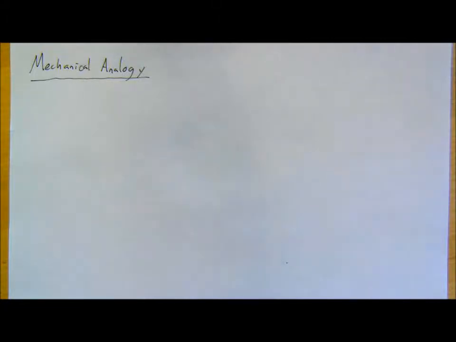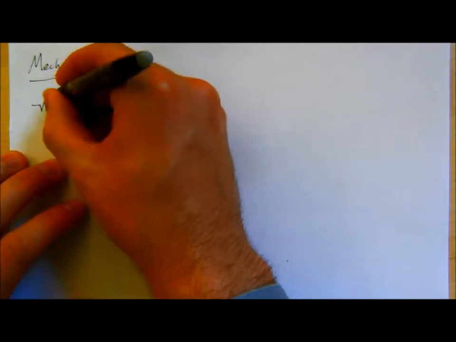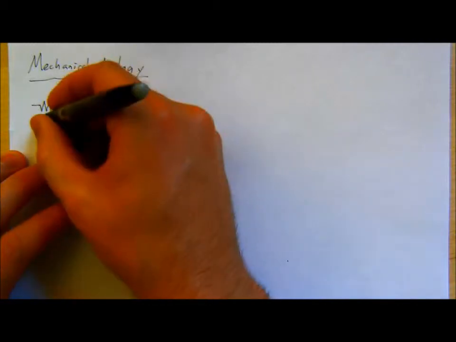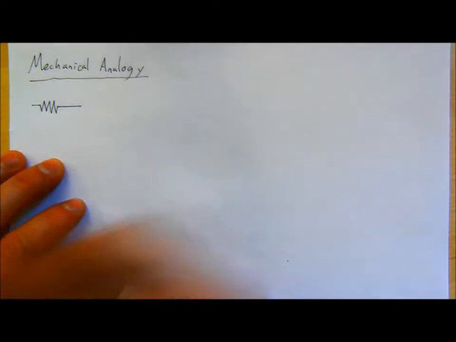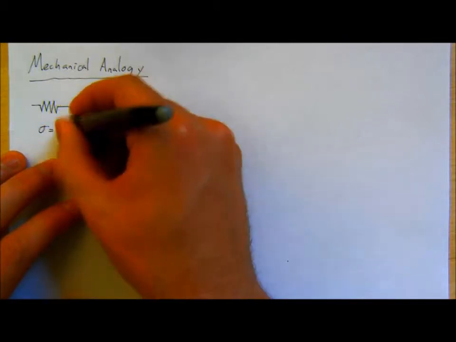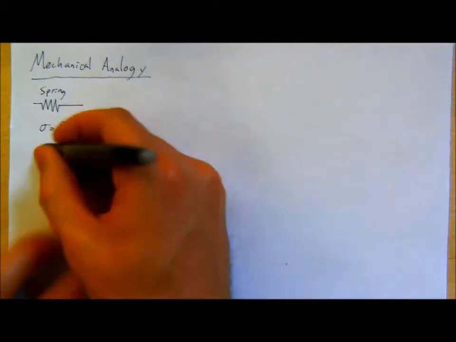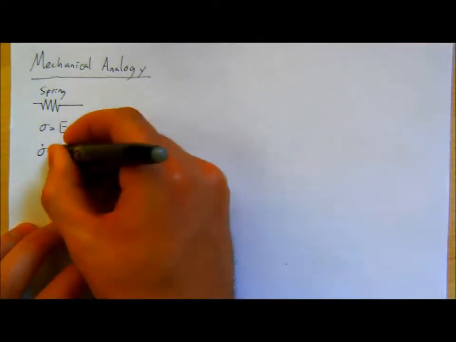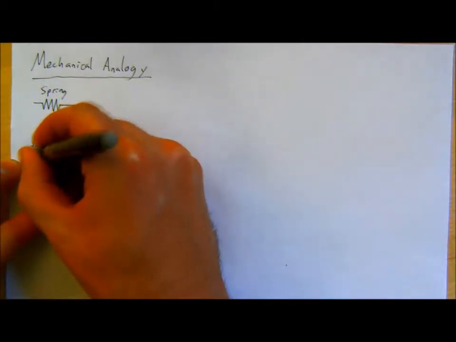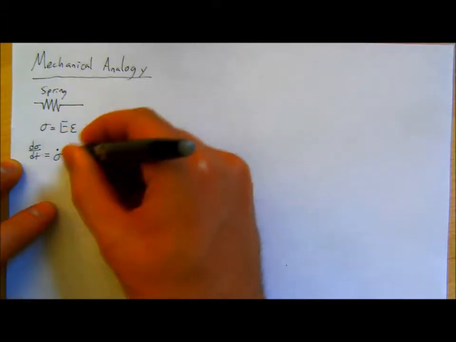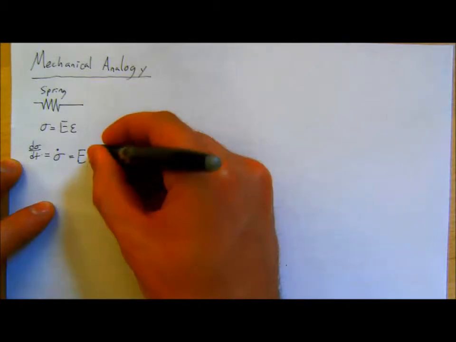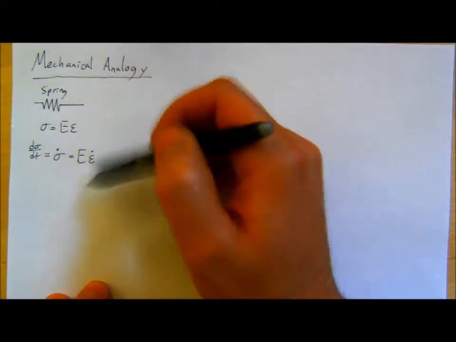The first is a spring, which we'll represent as this. For a spring, this will be our kind of traditional elastic model. I'll say that if I apply some stress, there's some corresponding E epsilon. So this is our spring analogy. This also means that if I have some strain rate, so I'm gonna be using dot notation here, d sigma/dt, which is equal to sigma dot, is equal to E epsilon dot. So if I apply different strain rates, there's a stress rate, but these relate to each other linearly.